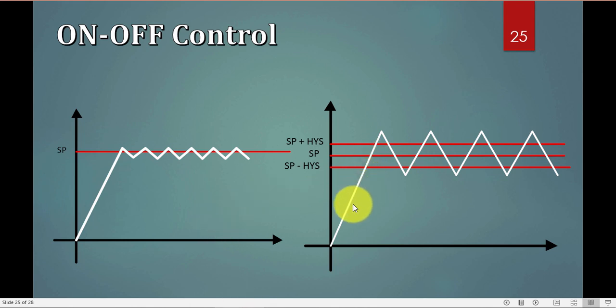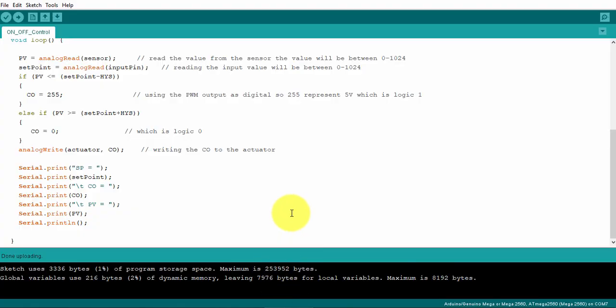If I'm lower than set point minus hysteresis, I want the output to be on so that I can increase the light intensity. Once it's beyond set point plus hysteresis, I'll turn it off. Once it's below this, I'll turn it on, and so on and so forth. So back to the circuit.